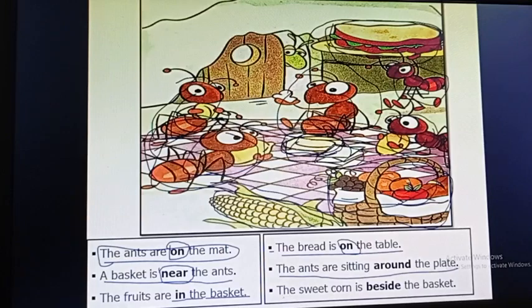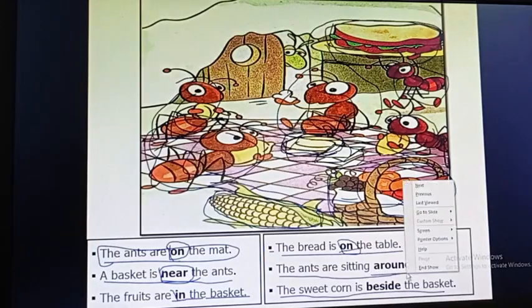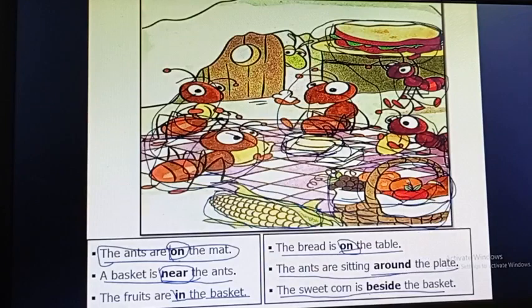Next, the last line, right side box. The sweet corn is beside the basket. Here is the fruit basket, and here is the sweet corn. So where is the sweet corn? The sweet corn is beside the basket. So dear children, now you must have already understood what a preposition is. These are the prepositions in bold letters: on, near, in, on, around, and here beside.